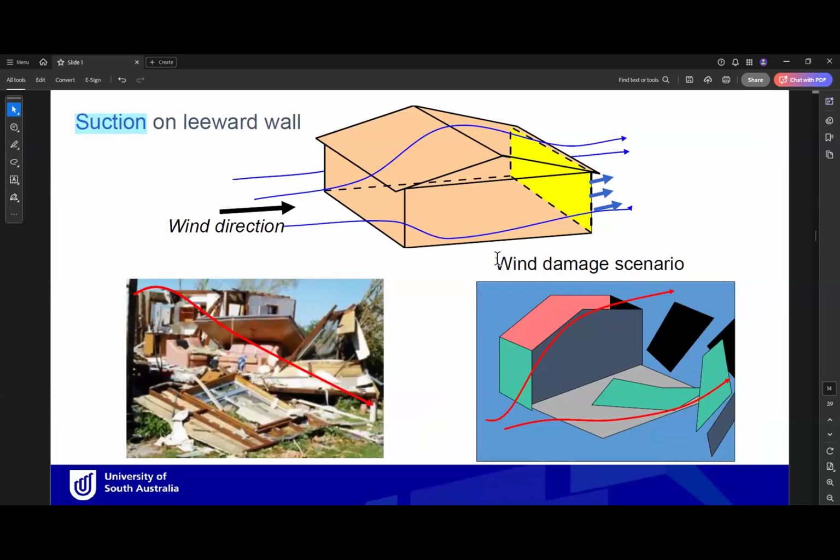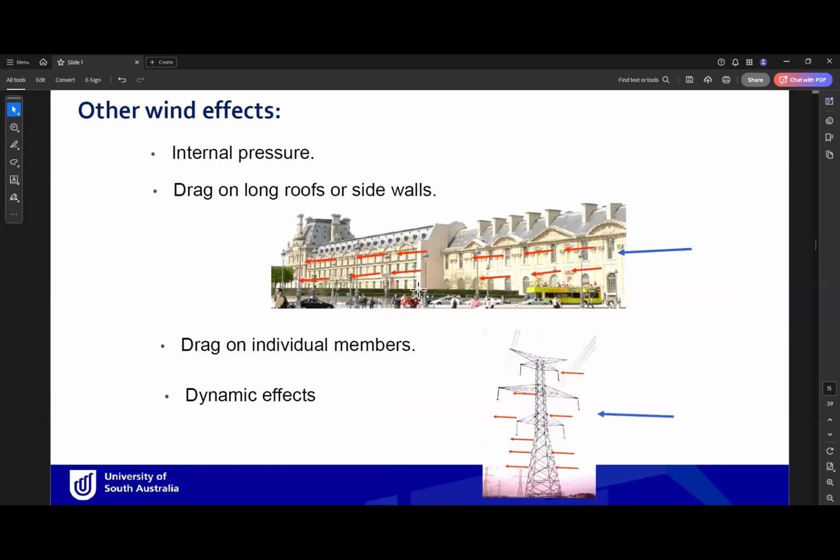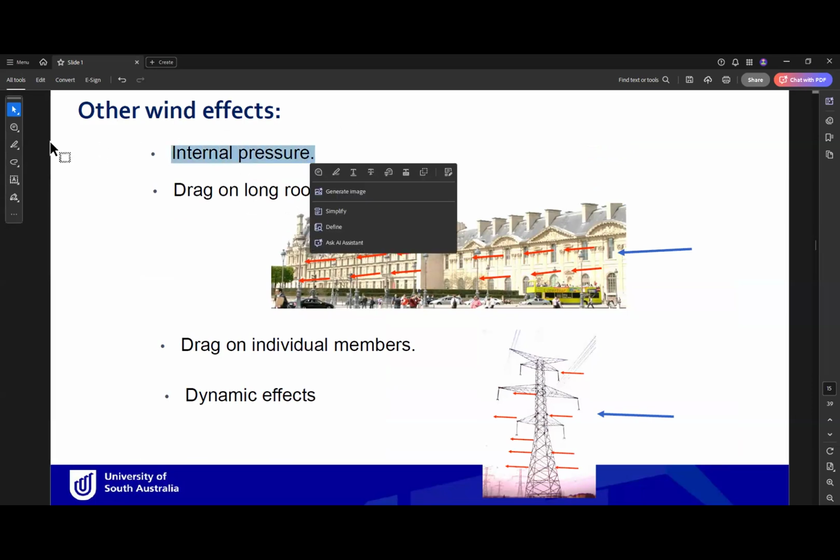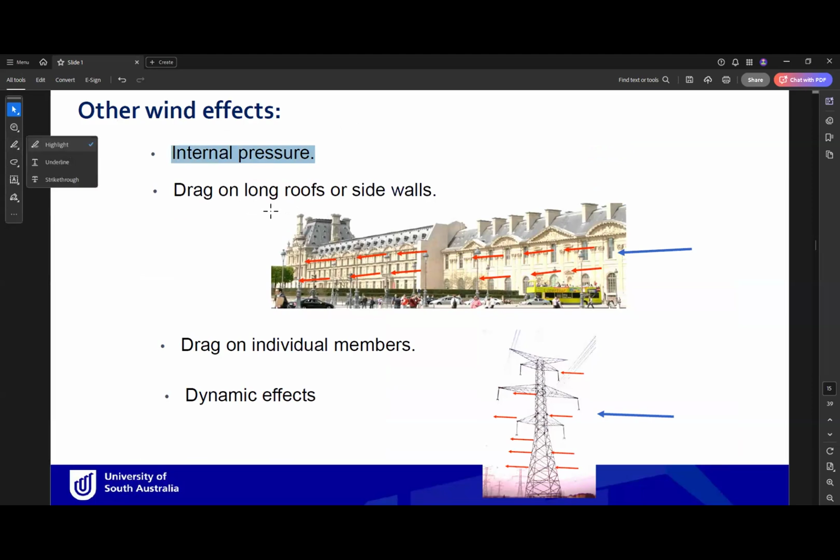These are the wind actions we will consider in our course, but there are some other wind effects. As you can see here, other wind effects: internal pressure. All the wind we discussed earlier was on the external surface of the building, but the internal surfaces of the building are also subjected to wind when you open the door, for example, or when you open the window. So if the door or window is open, the wind will cause internal pressure on the internal surfaces.